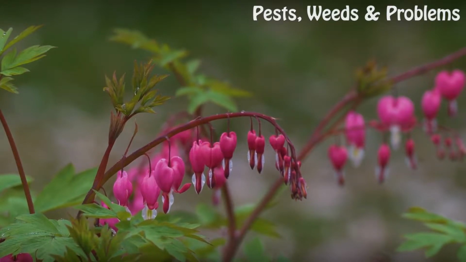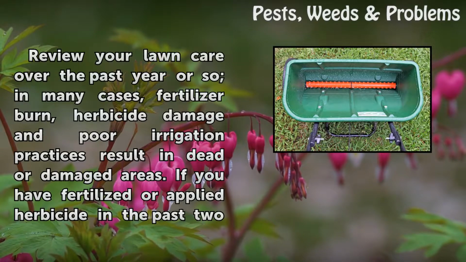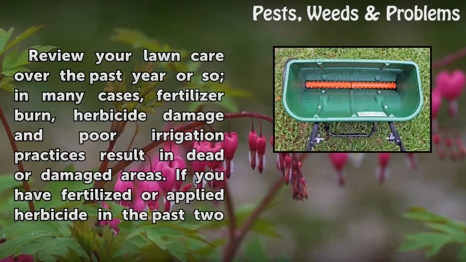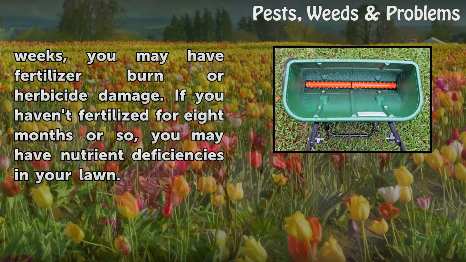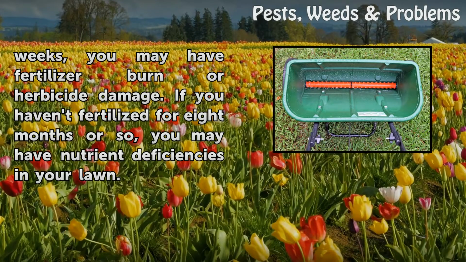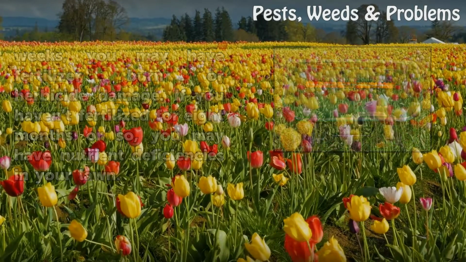Step 2. Review your lawn care over the past year or so. In many cases, fertilizer burn, herbicide damage and poor irrigation practices result in dead or damaged areas. If you have fertilized or applied herbicide in the past 2 weeks, you may have fertilizer burn or herbicide damage. If you haven't fertilized for 8 months or so, you may have nutrient deficiencies in your lawn.